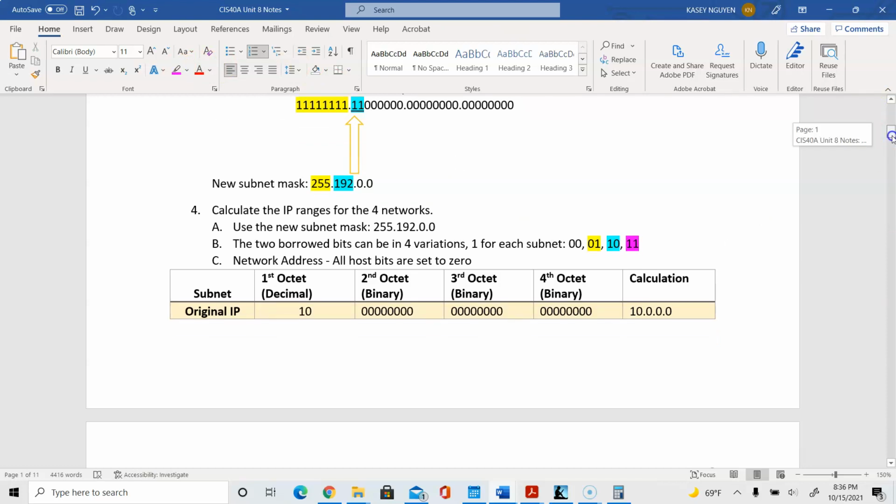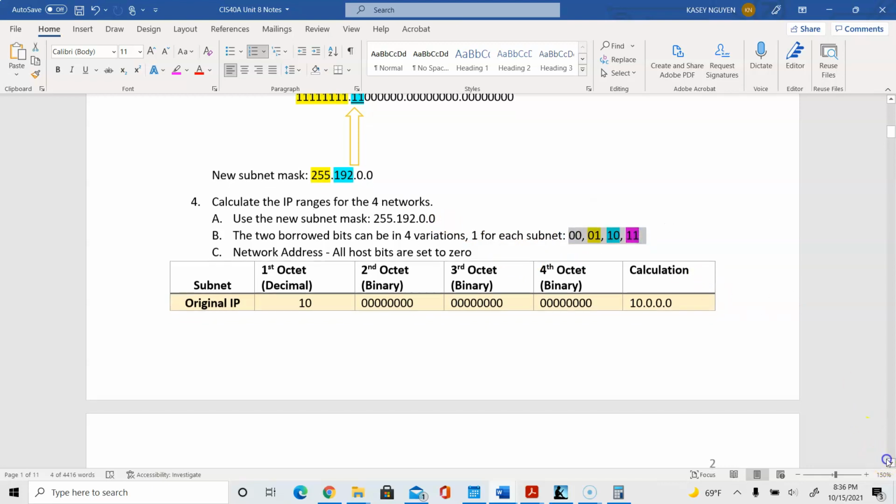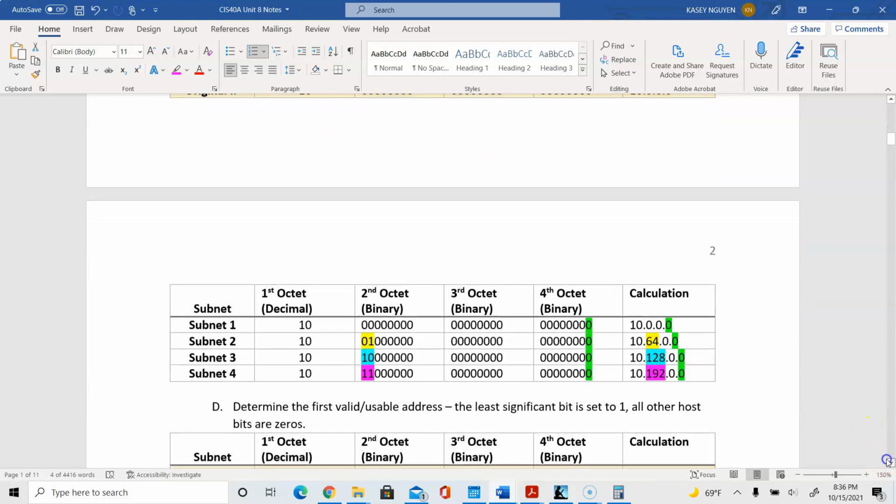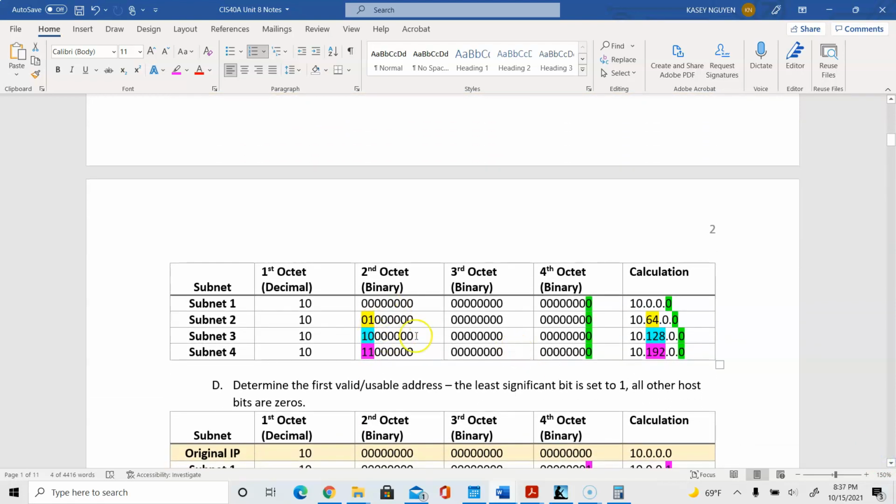So as you can see, once you determine the borrow bits, you come up with the new subnet mask. And then from that, you are going to look at the variations of the borrow bits, and that's going to give you the octet value for your either network address or your broadcast address or your range.